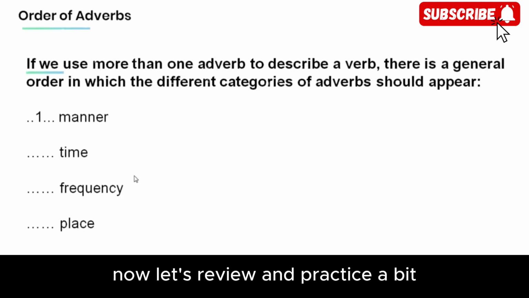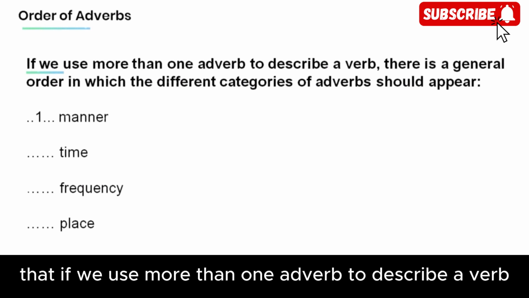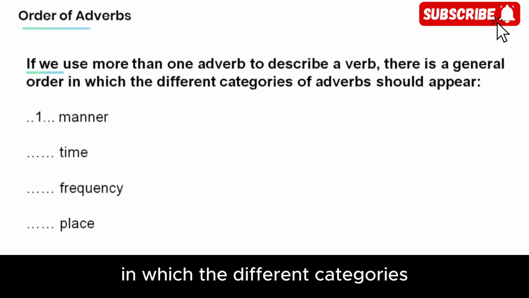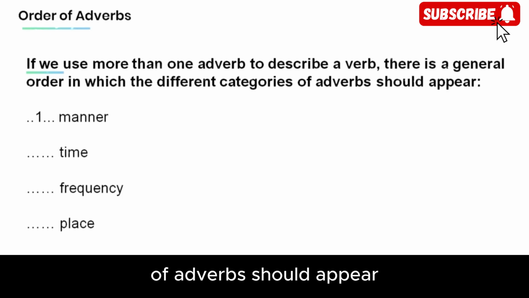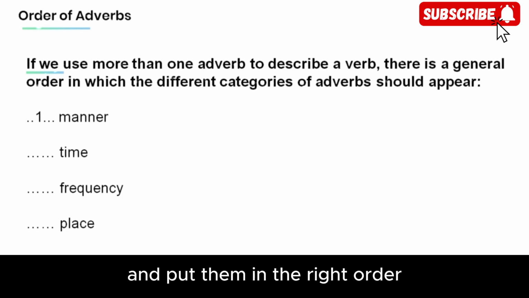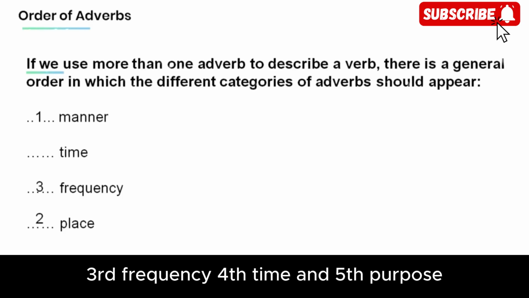Now, let's review and practice a bit. Remember that if we use more than one adverb to describe a verb, there is a general order in which the different categories of adverbs should appear. Now read the categories below and put them in the right order. First, manner. Second, place. Third, frequency. Fourth, time. And fifth, purpose.